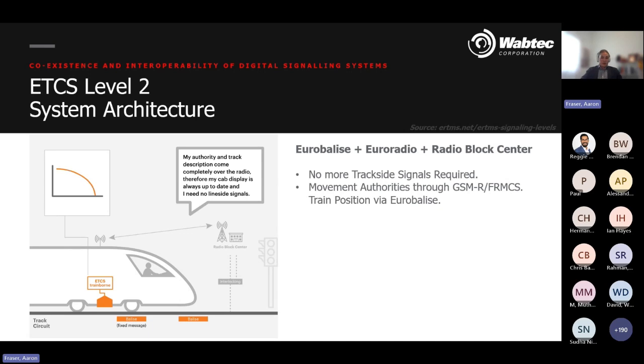So this approach allows for greater precision in train control, may increase line capacity, but primarily it's used to enhance safety by eliminating human error related to signal interpretation. And also, obviously, it's a key component of the European strategy for interoperable rail systems.